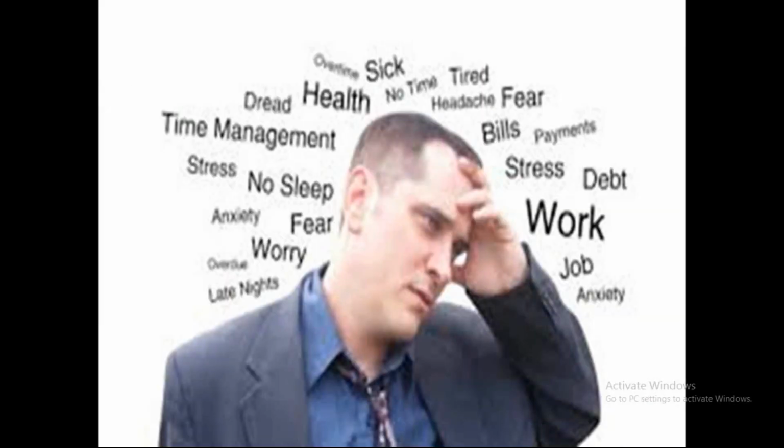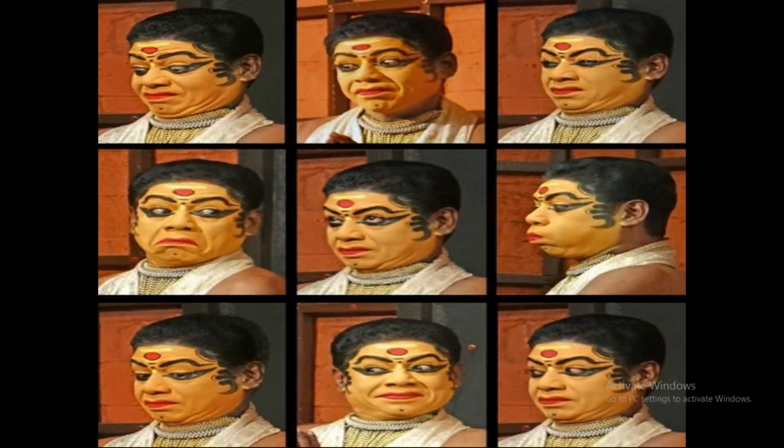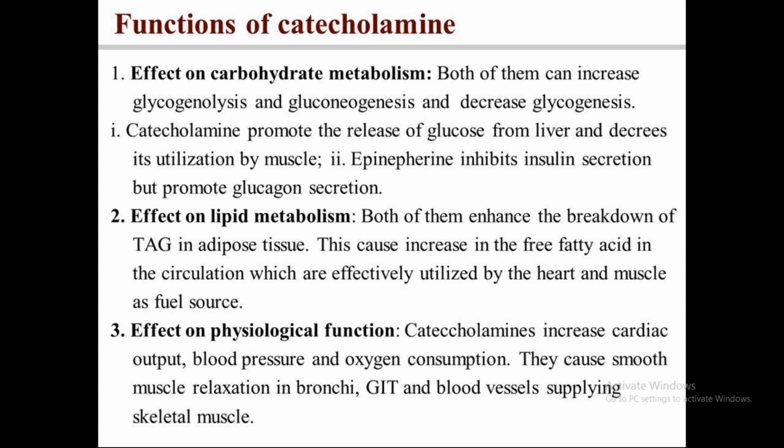Epinephrine and norepinephrine are known as the stress hormones. Mainly these hormones are released as the fight or flight hormones, so in different situations you can see the release of these hormones. An important function of catecholamines is that they increase glycogenolysis and gluconeogenesis and decrease glycogenesis. They promote the release of glucose from the liver and decrease glucose uptake by muscle. Epinephrine inhibits insulin secretion and promotes glucagon secretion. Overall, the effect of catecholamines on carbohydrate metabolism is hyperglycemic.